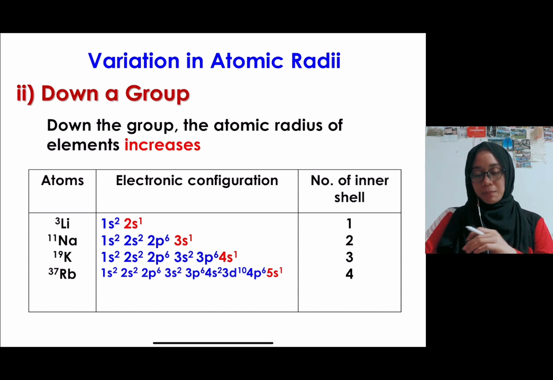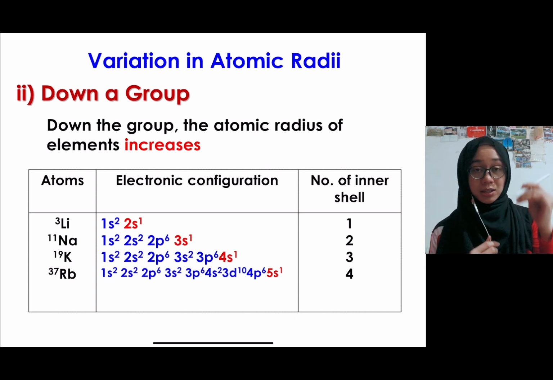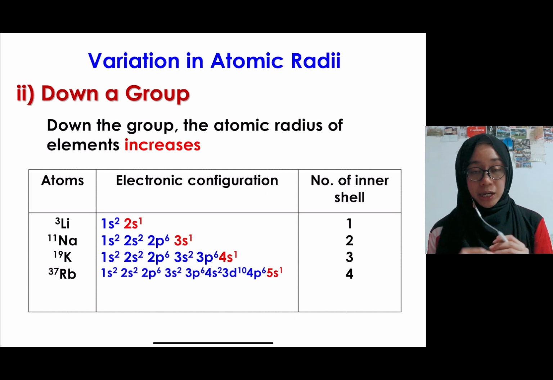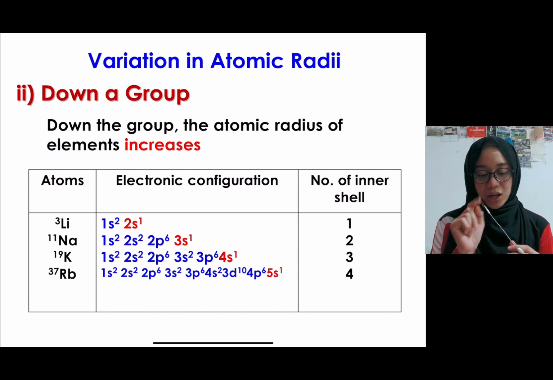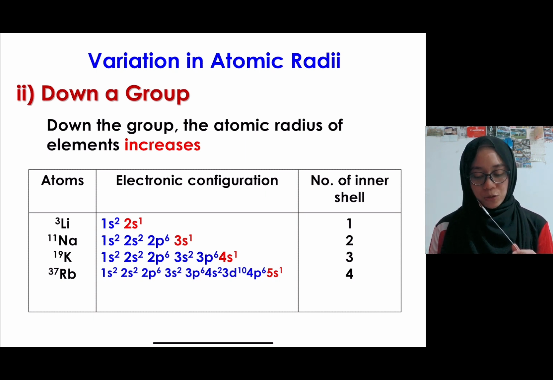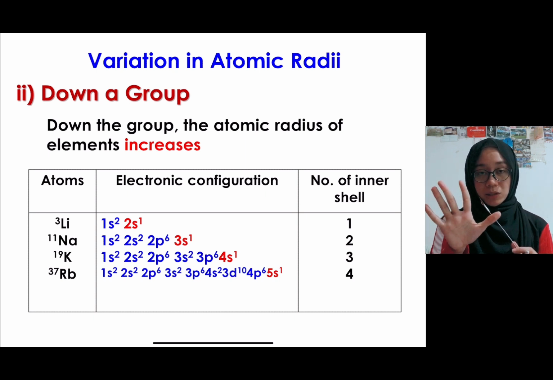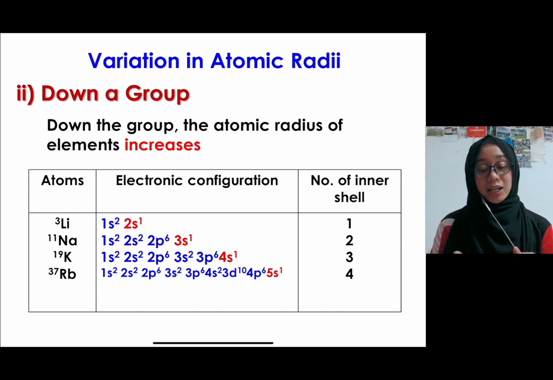So as you can see, the number of inner shells increases. Kalau lithium, dia ada 2 shell, tapi inner shell dia ada 1. Kalau macam rubidium yang bawah sekali tu, dia ada 5 shell, bermaksud the inner shell ada 4. Okay, so itu yang dikatakan sebagai screening effect.